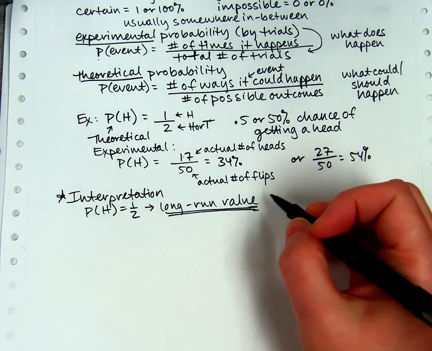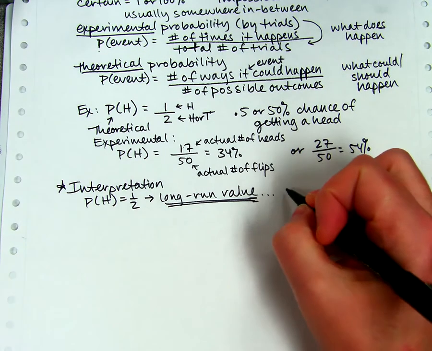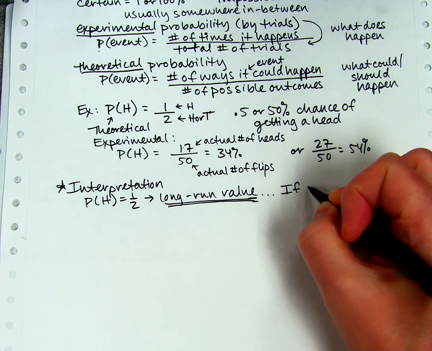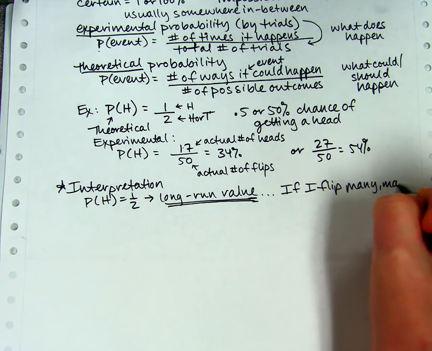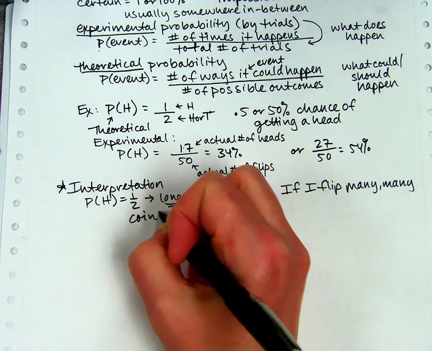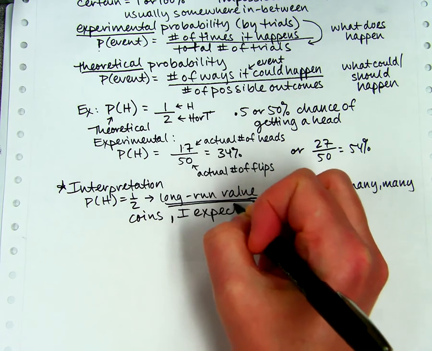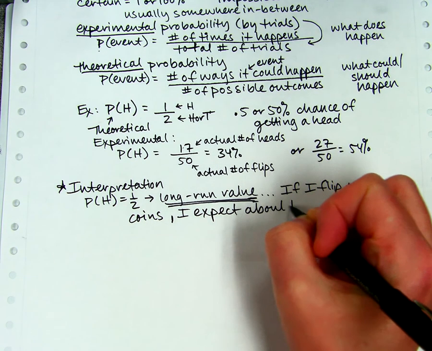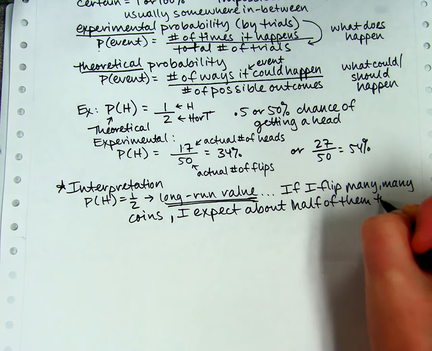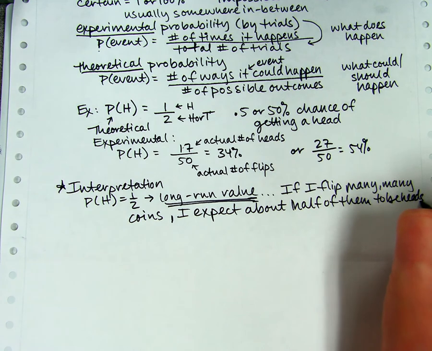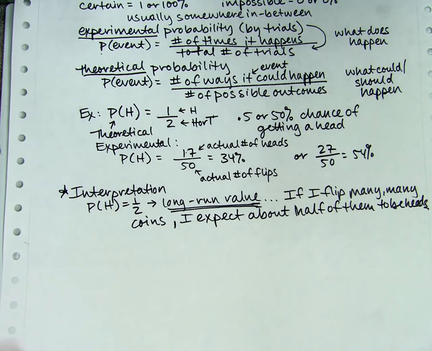So the idea behind a long run value, sorry for the sidetrack, but it was an interesting one, I thought, is if I flipped many, many coins, like if I imagine going to infinity, I expect in the long run that about half of them will be heads. And that's just imagining what would happen if I could go on forever. And I'll show you a picture of that in just a minute.